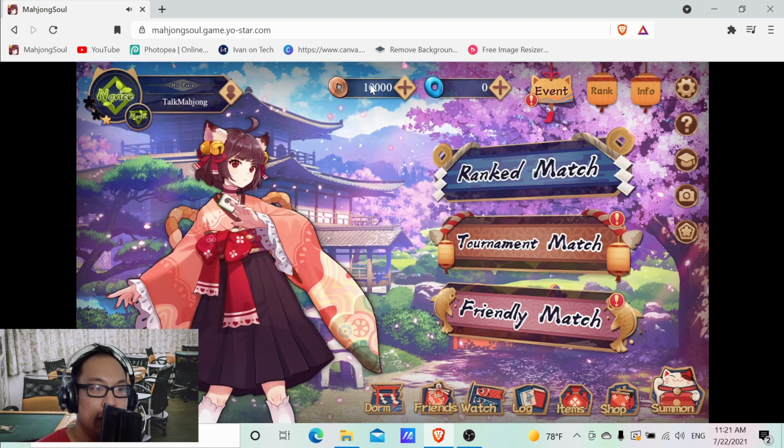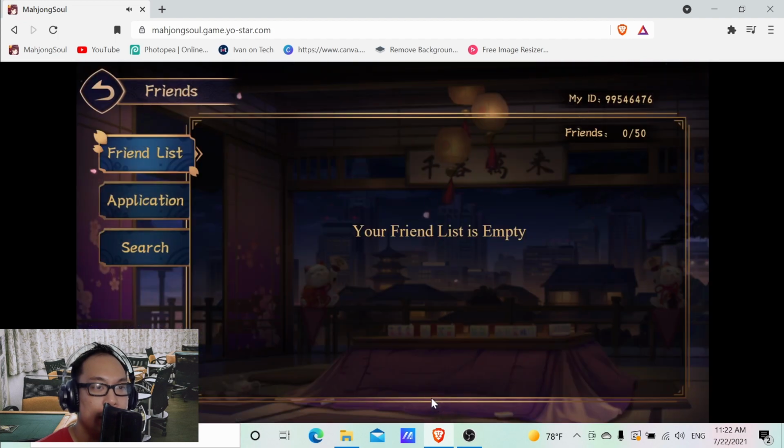So basically what you need to play Mahjong Soul is Copper. You can go for rank matches, tournaments, and friendly matches. My friends and I usually use friendly matches. Before I actually get into the gameplay, I really want to show you how you can add your friends.